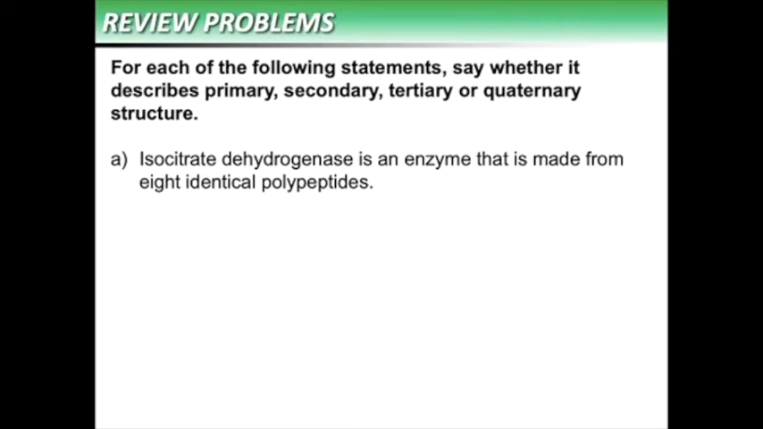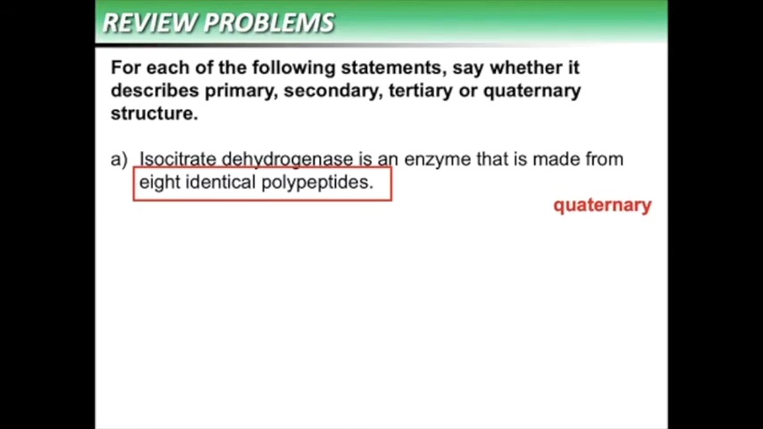Okay, let's see. So isocitrate dehydrogenase is an enzyme that is made from 8 identical polypeptides. Let's get your answer here for it. What did you think when you saw this that it was talking about? Primary, secondary, tertiary, or quaternary? Okay. I hope that if you focused in on the 8 identical polypeptides, all having to come together, that you chose quaternary structure for that one.